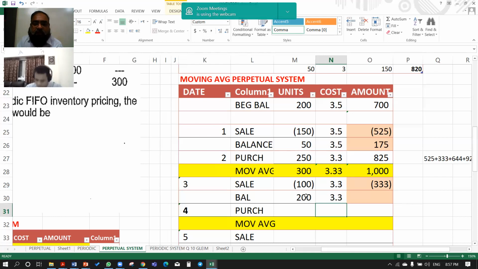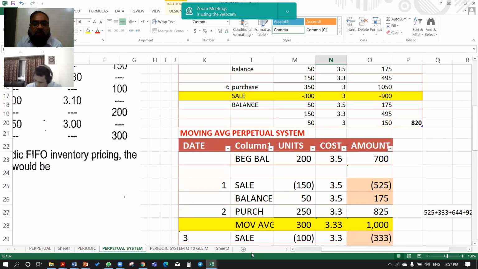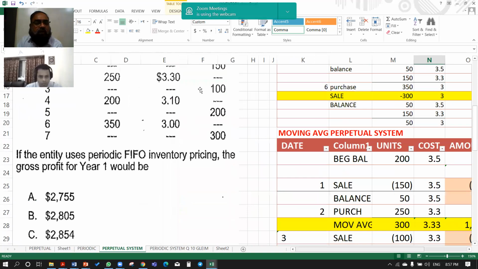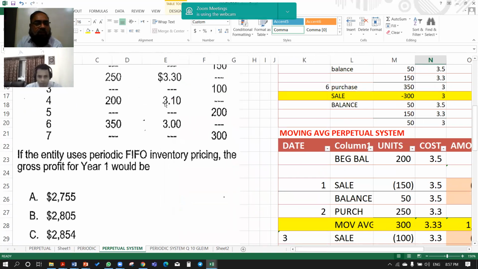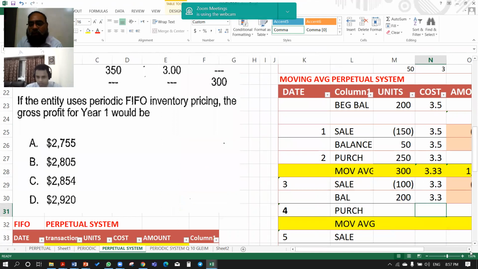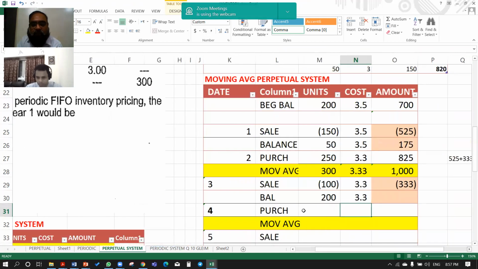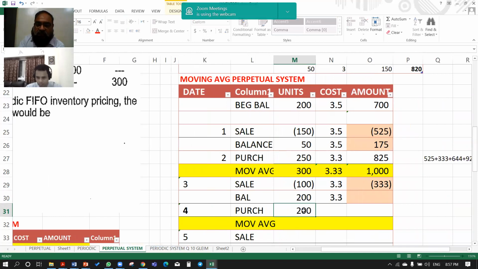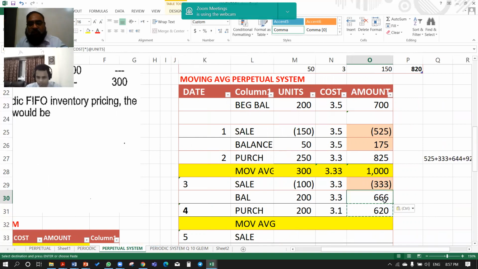Next, how many units are we purchasing again? After this 100, we are purchasing 200 at 3.1, right? So 200 units we are purchasing at 3.1. That will be 620. Similarly, the same will be here: 200 at 3.3, 660, and the purchase is 200 at 3.1. Again, the sale is coming.